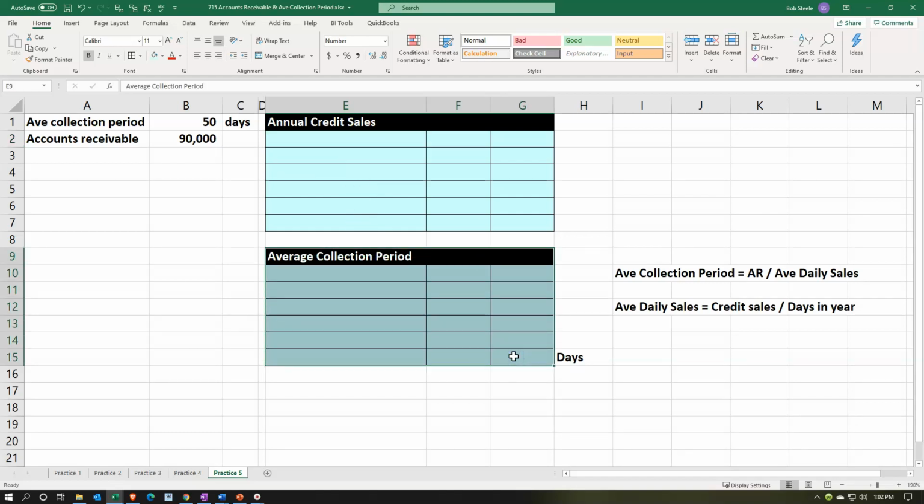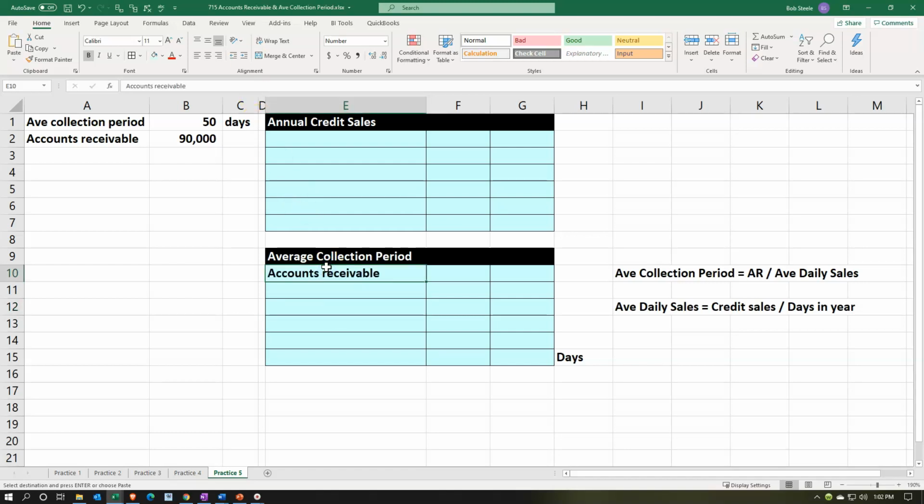And if you know that it includes the calculation of the annual credit sales within it, then you can just memorize this formula and use your algebra. So this formula is average collection period equals accounts receivable divided by the average daily sales. We've seen this multiple times. Let's do this quickly and see where the unknown this time would be.